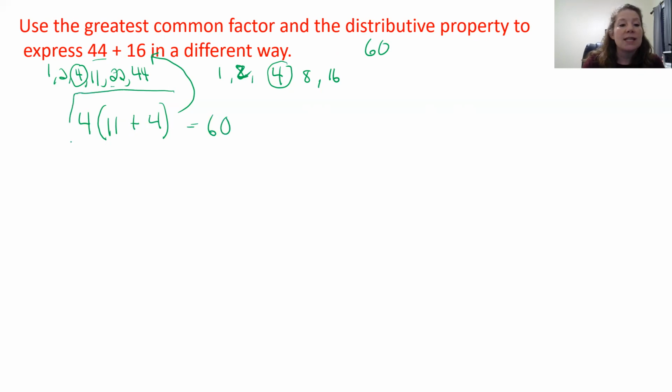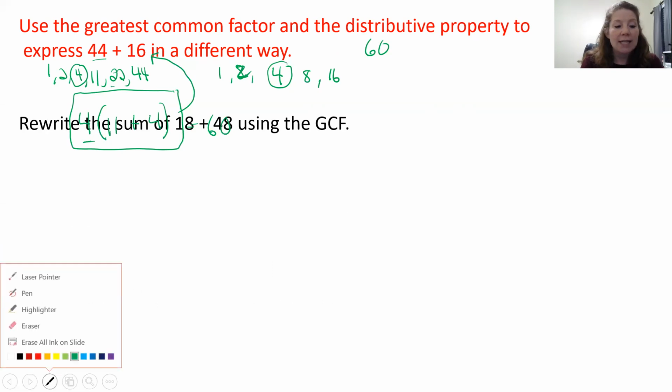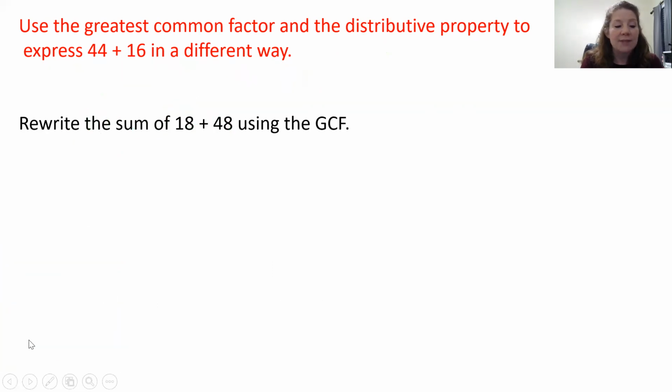So when it says write it in a different way using the greatest common factor, that's what you're doing. You're literally pulling out that greatest common factor, you're dividing by the greatest common factor, and you're writing what's left as a sum of two numbers.